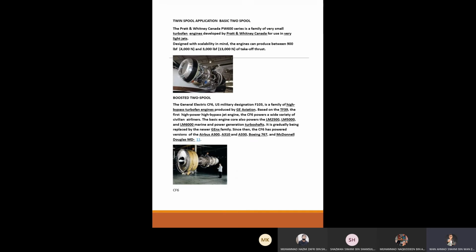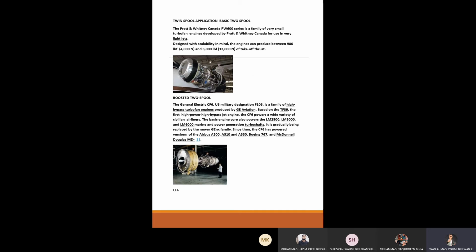Today I want to present to you about twin spool applications in aircraft. There are two types of twin spool application, and the type that is basic is the two spool. In aircraft, there is the Pratt and Whitney Canada engine that is well known as the PW600 series. It is designed with scalability in mind. The engines can produce between 900 lbf and 3,000 lbf of take-off thrust and use two spools.